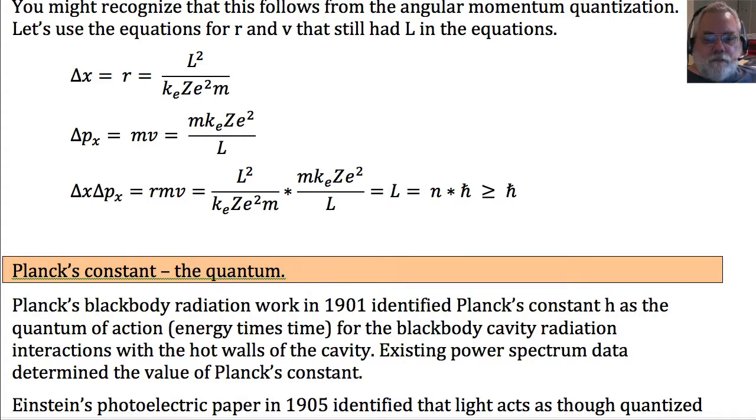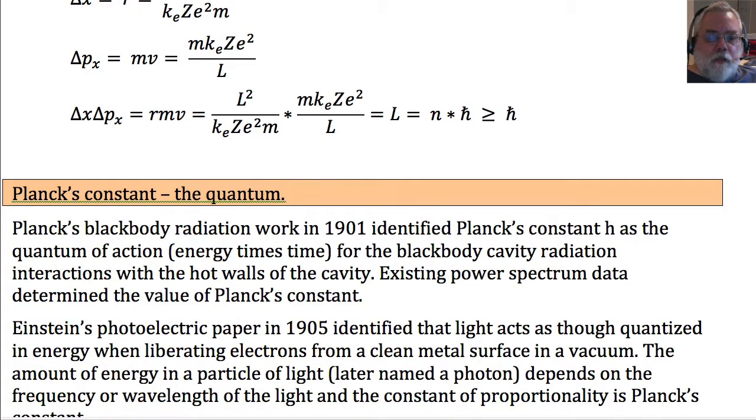Planck's constant, the quantum. Planck's black body radiation work in 1901 identified Planck's constant h as the quantum of action, energy times time, for the blackbody cavity radiation interactions with the hot walls of the cavity. Existing power spectrum data determined the value of Planck's constant.